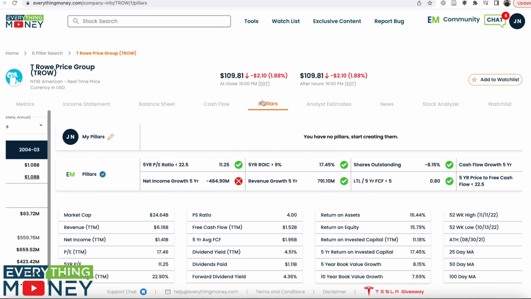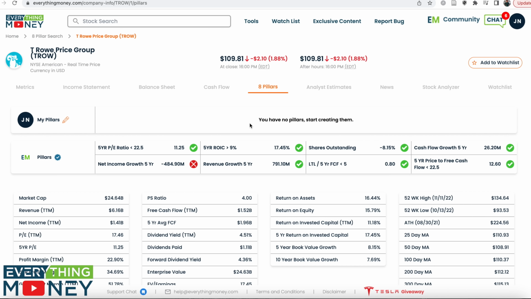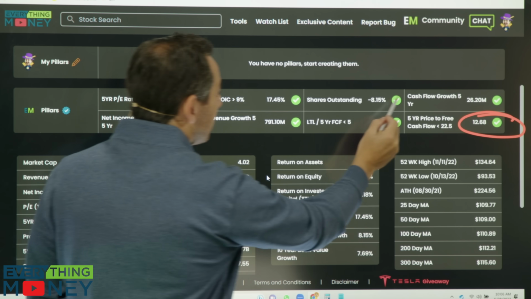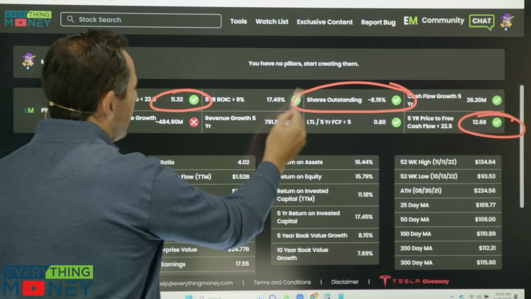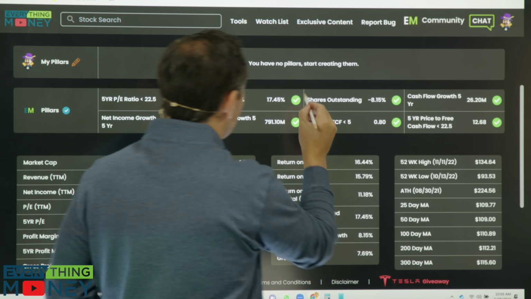All right, let's go to the 8 pillars here. Oh, okay, that makes sense. 5 year PE of 11.3, 5 year price to free cash flow of 12.7. Everything else is a check mark. I like this now. I like their ROIC too. Oh yeah, great ROIC. Yeah, I love their shares outstanding decreasing. Guys, they're getting a good return on the money invested in the business.